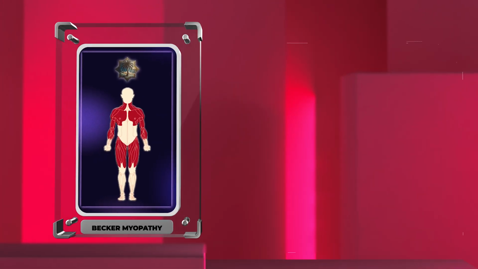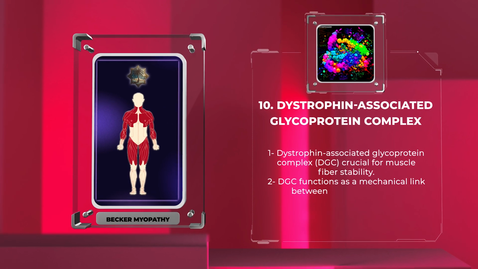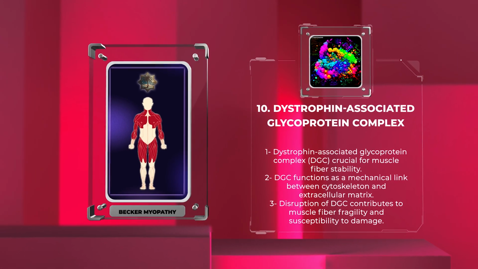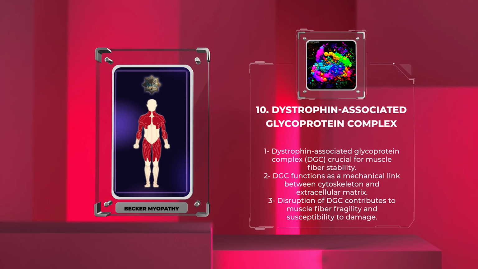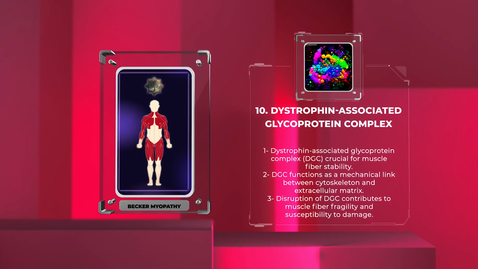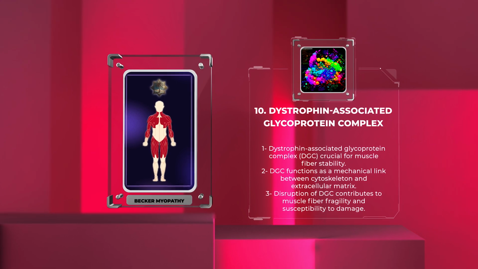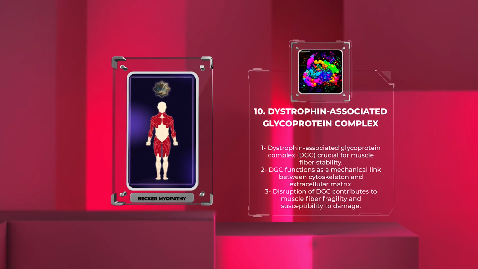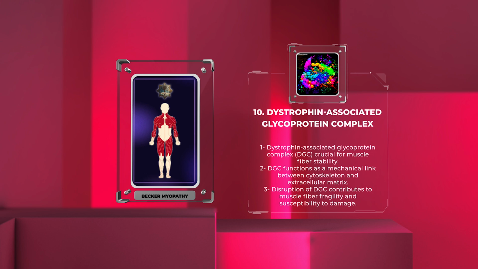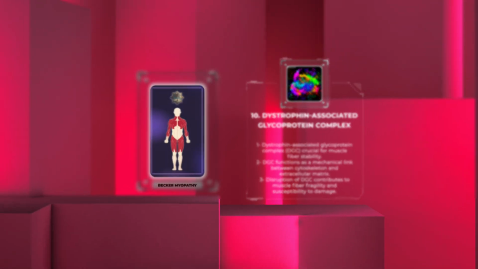The dystrophin-associated glycoprotein complex, DGC, is a crucial molecular assembly located at the sarcolemma of muscle fibers. It functions as a mechanical link between the cytoskeleton and the extracellular matrix, providing stability to muscle cells during contraction. In Becker myopathy, the disruption of the DGC contributes to muscle fiber fragility and susceptibility to damage.